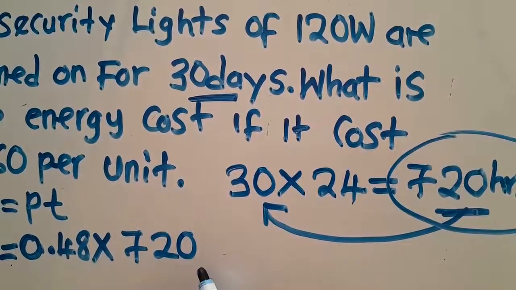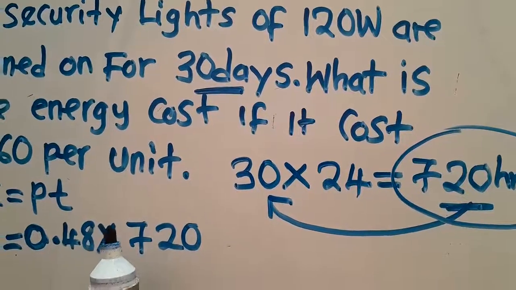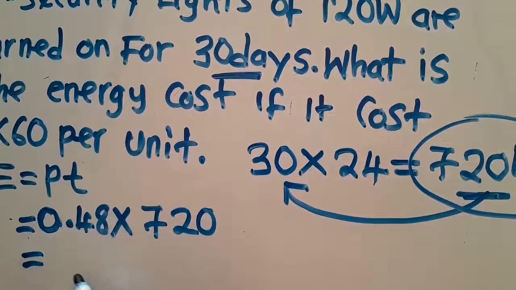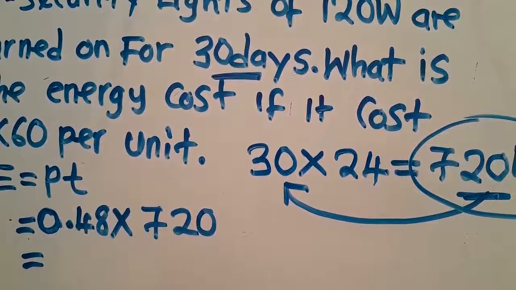So if you multiply here, what answer are we going to get? Get your calculator and multiply. Confirm with me: 0.48 times 720. What answer are we getting? The answer that I'm getting here is 345.6.